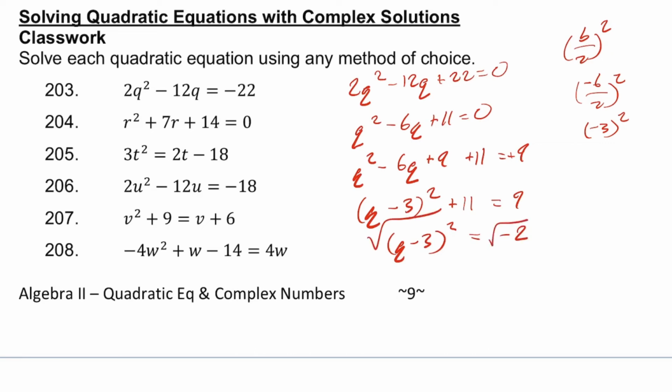Taking the square root, we have q minus 3 equals the square root of negative 2. So we know that if we break this down into negative 1 times 2, then we can pull out an i, because we know i is the square root of negative 1, times the square root of 2. And we also have to take the plus or minus of that. So then we have the solution that q is equal to 3 plus or minus the square root of 2 i.